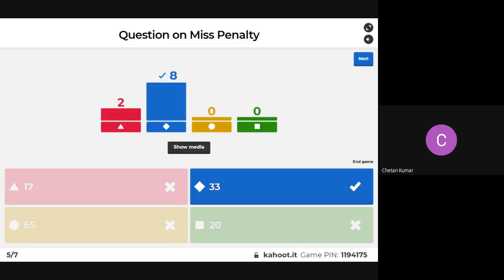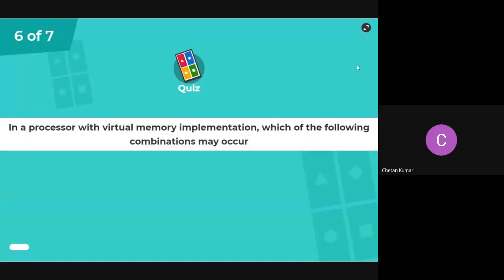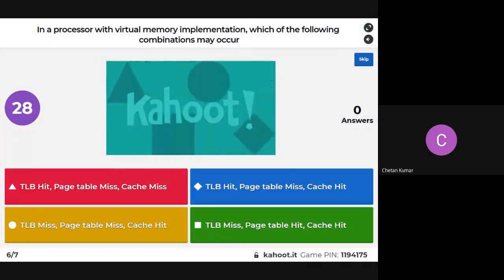Okay, so this was simple enough. So 8 people have answered correctly. Okay, so yeah, so new standings. So next few questions, it's more of a theoretical question. So you have to be very quick. The answer you will know for sure, but you have to be very quick in answering. Okay, so there are 2 questions left. Read the question carefully.